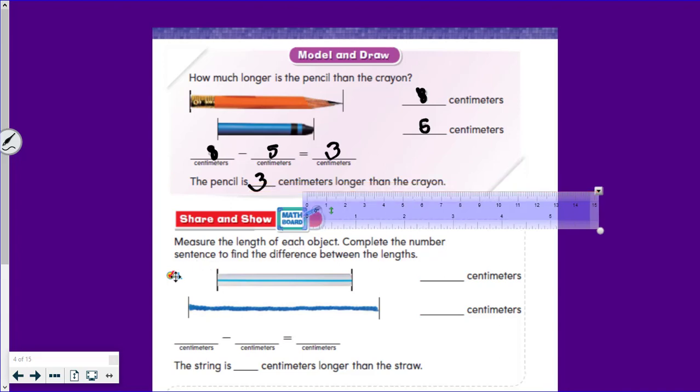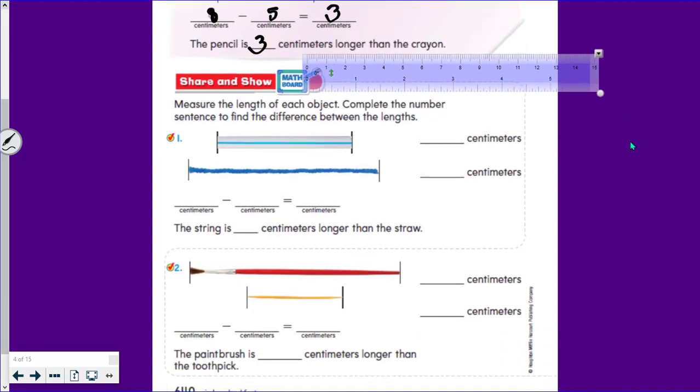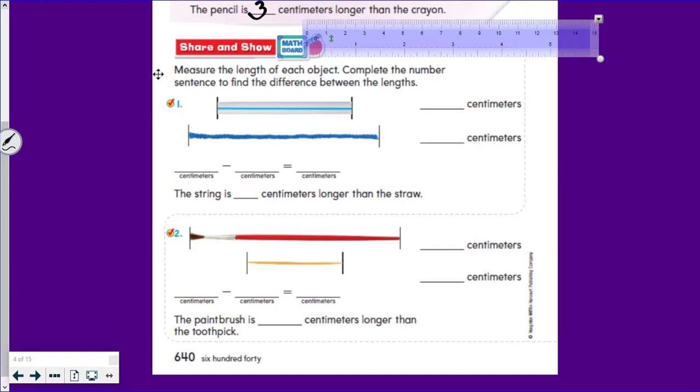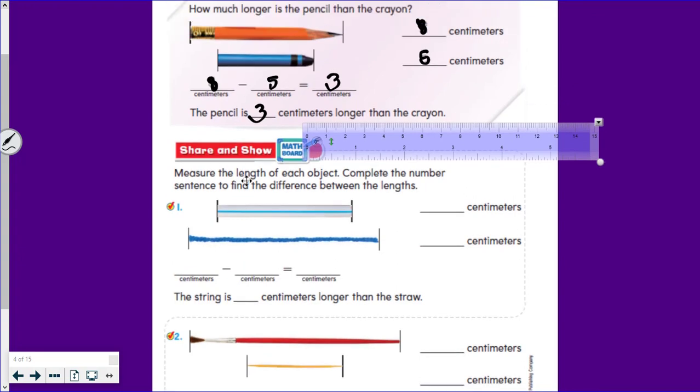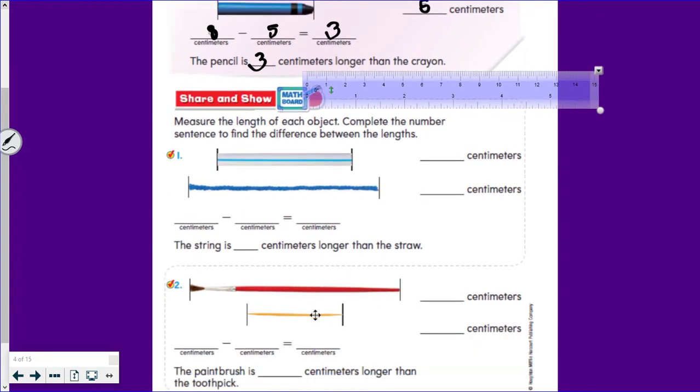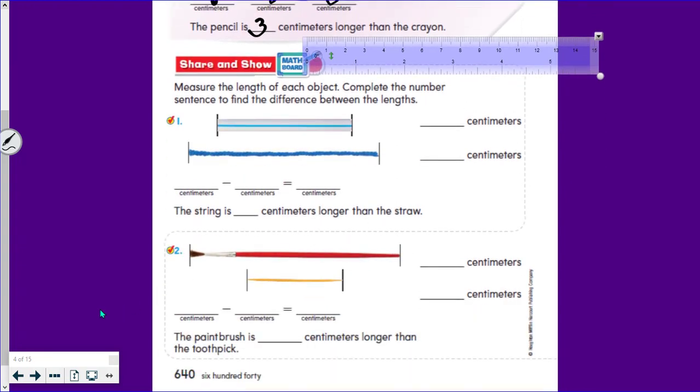So the directions for the Share and Show, I'm going to move my paper down, says measure the length of each object, complete the number sentence to find the difference between the lengths. So you're going to do number 1, just like we did with the Model and Draw, right? It looks exactly the same. And you're going to do number 2. So go ahead and do number 1 and number 2. Pause your video, do number 1 and number 2, fill in all the blanks with the answers.